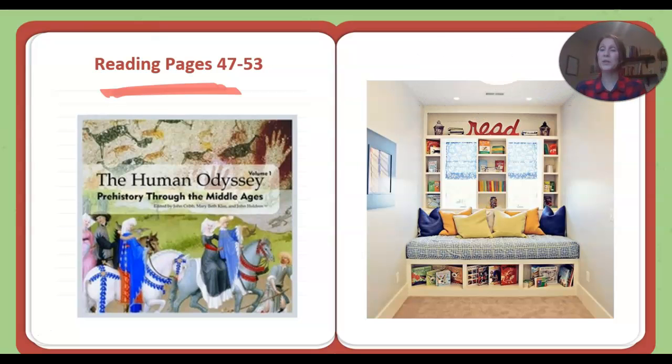So it is important to read your Human Odyssey book pages 47 to 53. Lots of information there. It will tie a lot together of what's going on in these flip videos as well as what's going on in class.